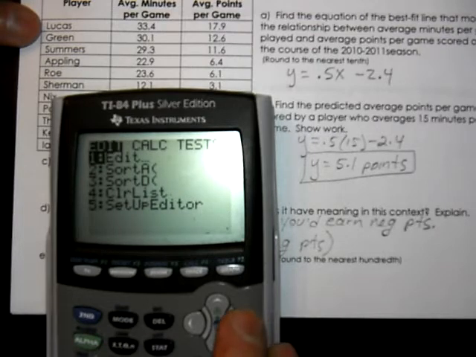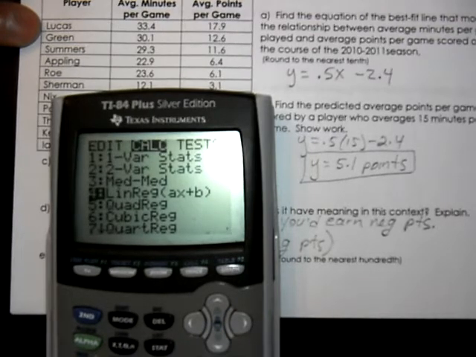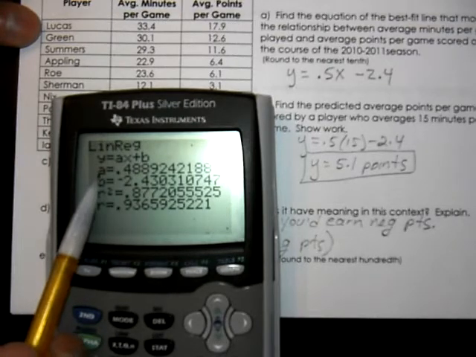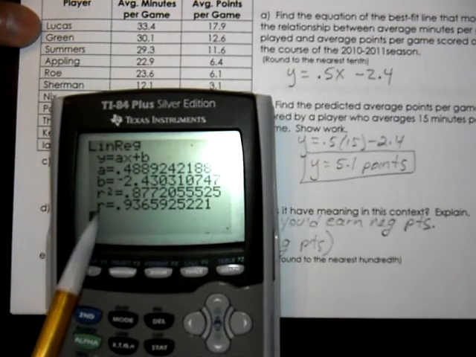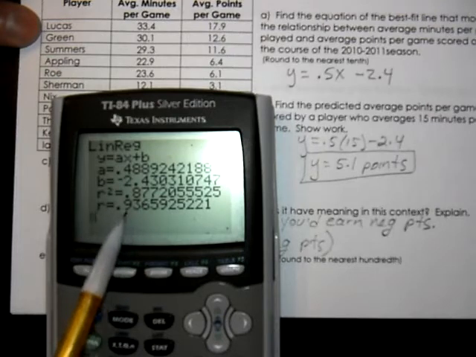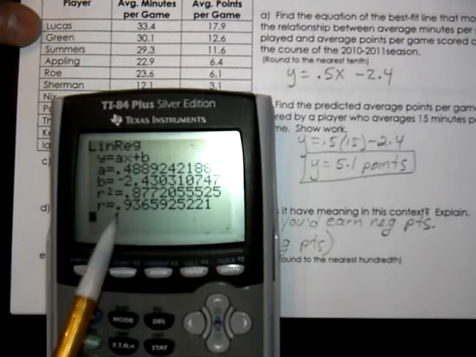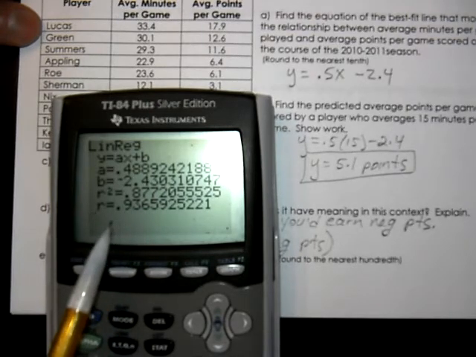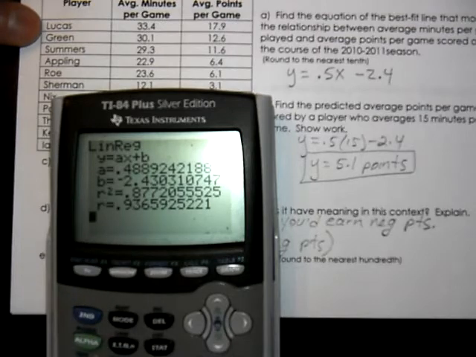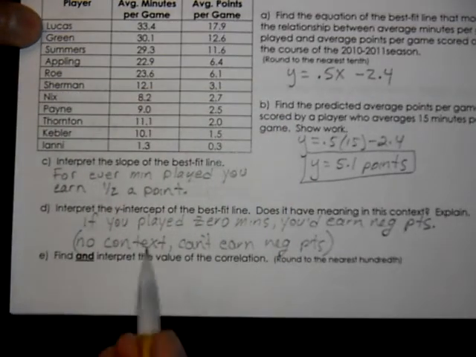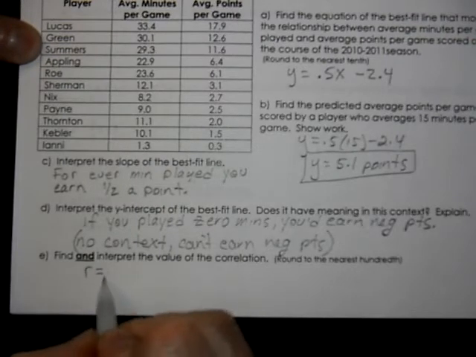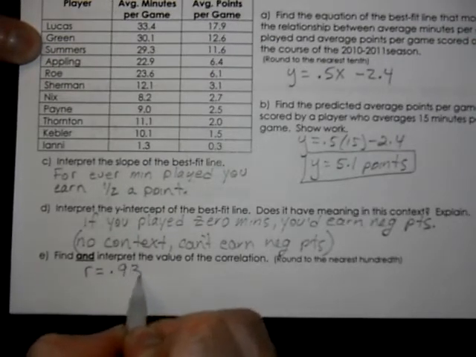So when we go back to stat, calc, and linear regression, and it shows us the slope and the y-intercept, it shows us our correlation coefficient, 0.93. That tells me that the points are about 93% accurate with the line that we have written. So the R value is going to be 0.93.